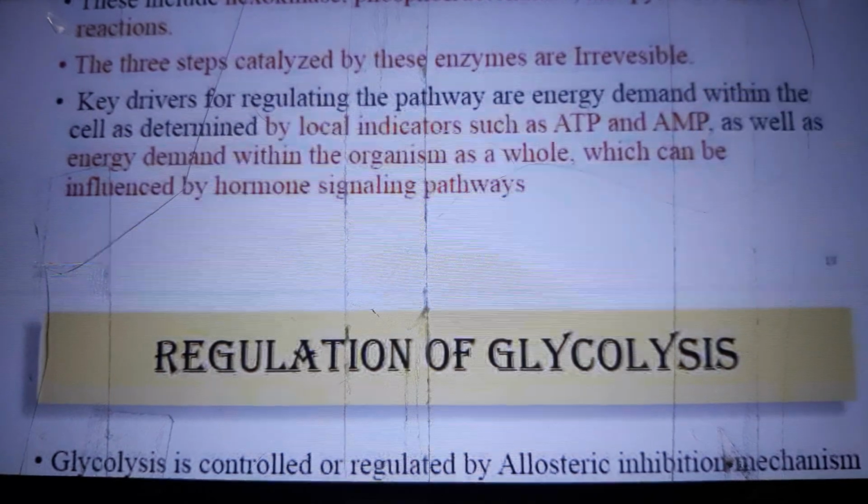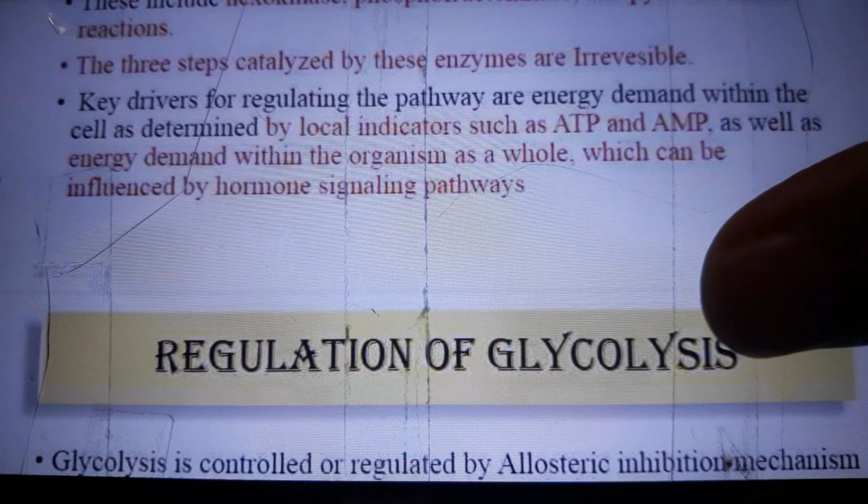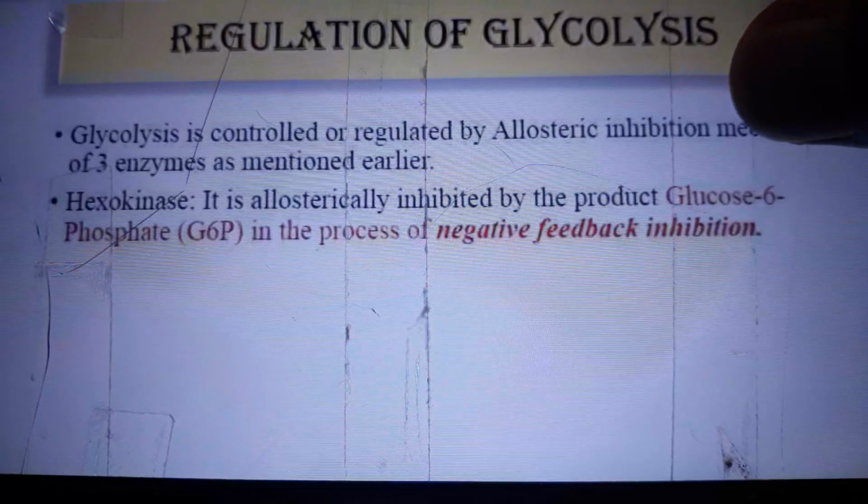And the 3 steps catalyzed by these enzymes are irreversible. Key drivers for regulating the pathway are energy demand within the cell as determined by local indicators such as ATP and AMP, as well as energy demand within the organism as a whole, which can be influenced by hormone signaling pathways. Regulation of glycolysis.